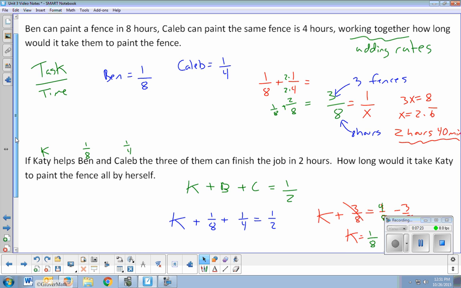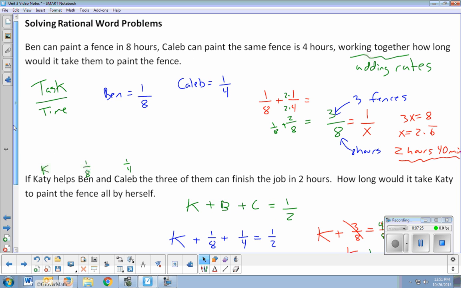But then also make sure that your answer makes sense in the context of the problem. Ben can do it in 8 hours, Caleb can do it in 4 hours. Working together, if I'm getting an answer larger than 4, that doesn't really make sense. Because if Caleb can do it by himself in 4 hours, with help, he should finish the job quicker. 2 hours, 40 minutes makes sense based on the problem. An answer of 3/8 maybe doesn't make sense. Or if I did the problem wrong and got 12, again, that wouldn't really make sense. So make sure your answer makes sense to the problem.